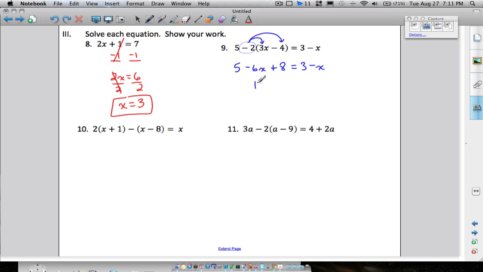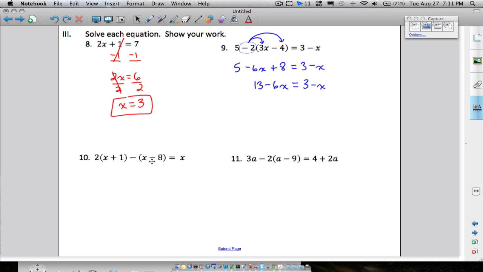I'll write the 13 first. It's positive. And then don't forget to bring down your negative 6x. So we have 13 minus 6x on the left-hand side. On this side here, you got 3 minus x. So we've simplified both sides. Now you need to get the x on one side of the equation. I prefer to move the smaller one to the bigger one. Negative 6x is smaller than an understood negative 1x.